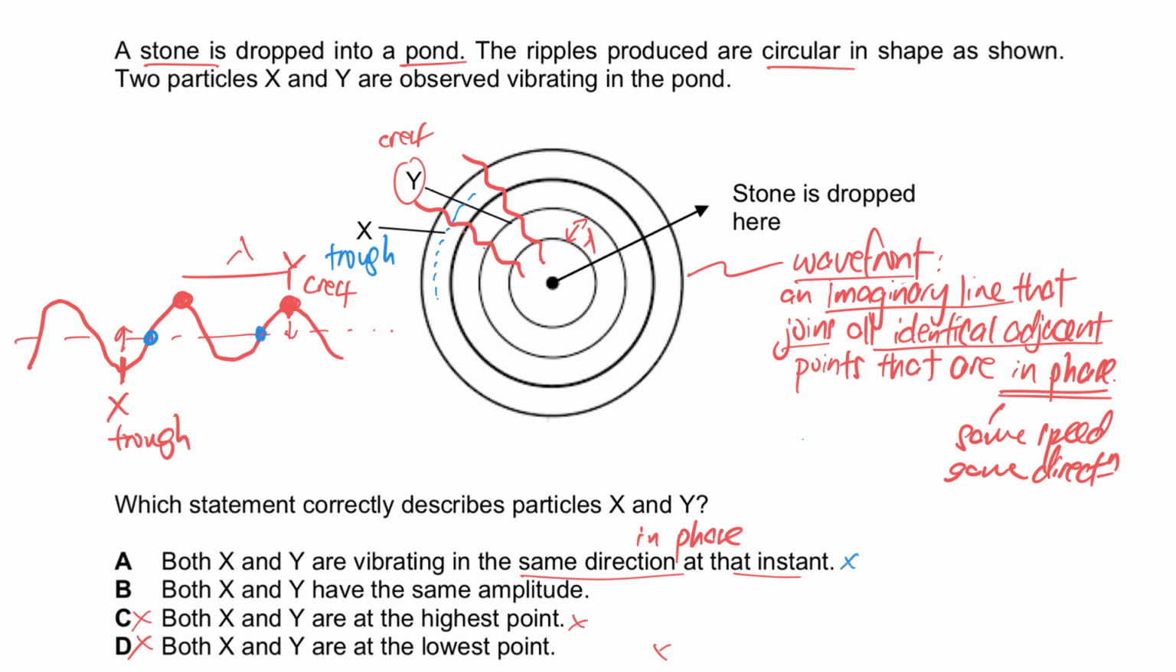So A will be wrong also. So the only answer will be B. They have the same magnitude, because magnitude, you should know, is basically the distance from the undisturbed position to the highest point, or over here. So in both positions, the amplitude will be the same. So I hope you understand the question now. Thank you.